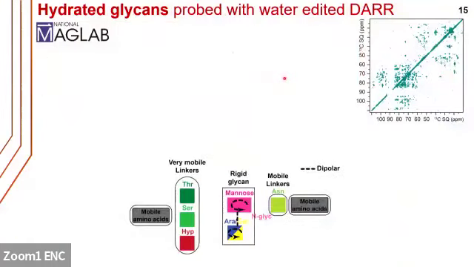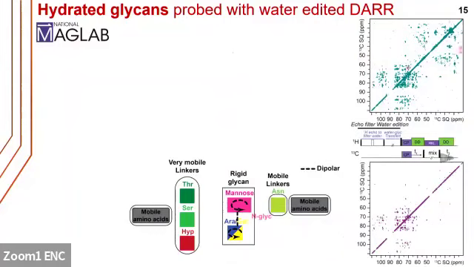We also wanted to have an idea of the hydration level, because since it's an alga growing in water, you can guess that water is very important in this type of assembly. To do that, we used what is called a water-edited DARR experiment. Just briefly, it's a T2 filter on the proton, allowing only the magnetization from water to survive, and then we let the magnetization diffuse, which makes it possible to see the molecules having water close to them.